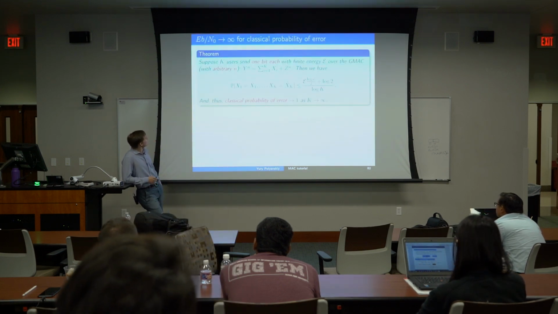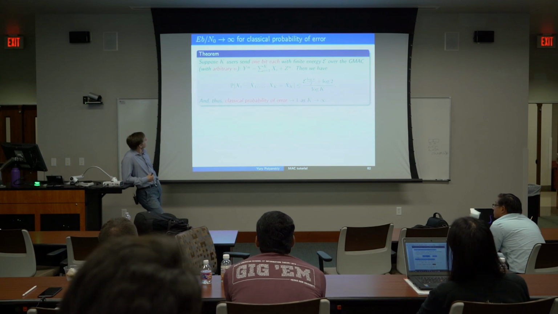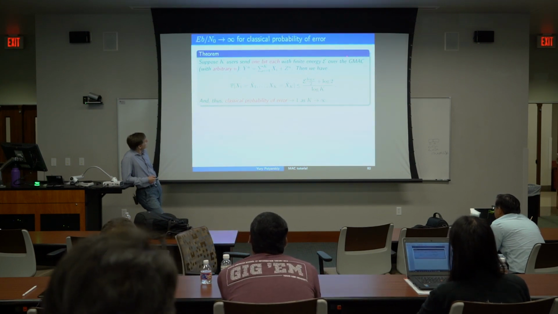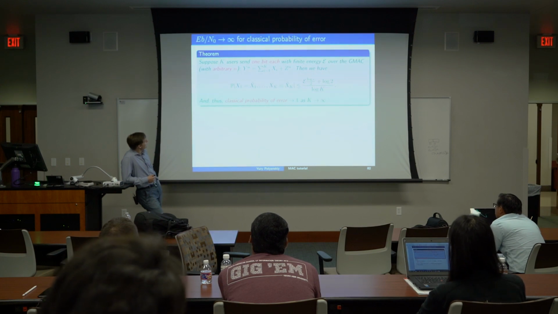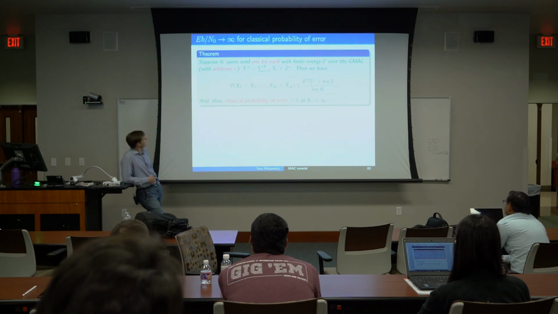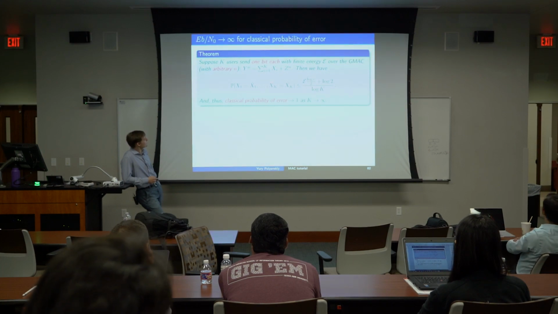So what's the next thing? Let's consider k users, each sending 1 bit with finite energy E over the Gaussian MAC. You can have arbitrary n; if you want n infinity, by all means do. I don't care. And k is fixed here. k is a small, fixed number, and n could be infinite.